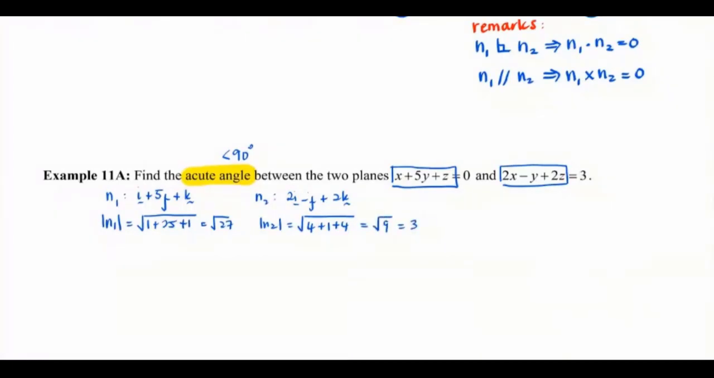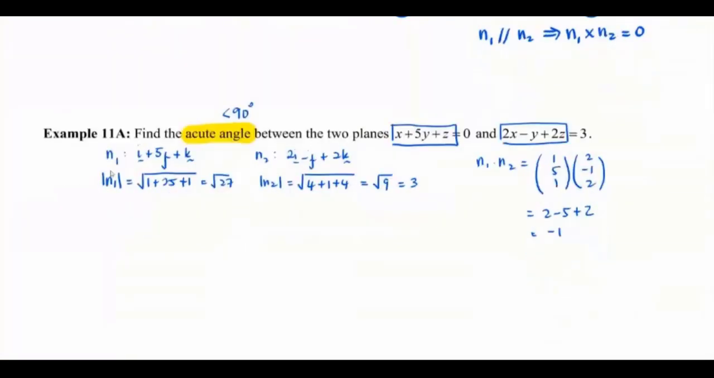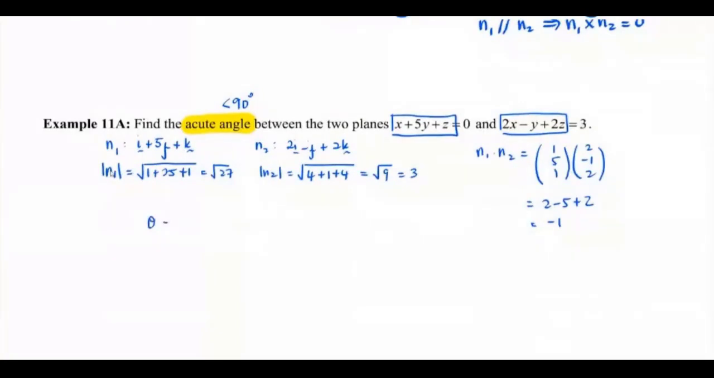Okay, the dot product. So n1 will be 1, 5, 1, and n2 which is 2, negative 1, 2. So we have 2 minus 5 plus 2, which is equal to negative 1. Okay, so substitute into the formula. We have inverse cos of the dot product over magnitude N1 times magnitude N2.